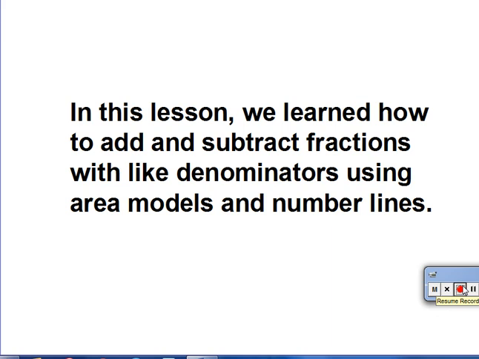Awesome! In this lesson, we learned how to add and subtract fractions with like denominators using area models and number lines.